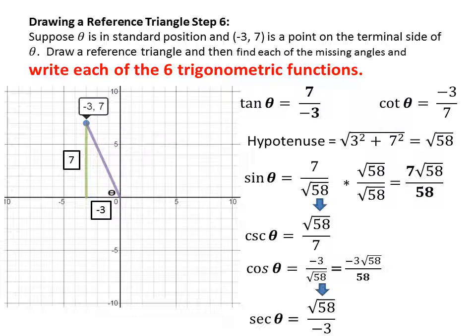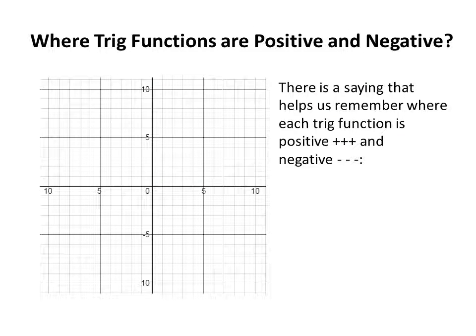All right, now how do I remember, if I have something in the third or fourth quadrant and I have to draw a reference triangle there, how do I know whether sine, cosine, or tangent is positive or negative? There's a little saying, of course, that we use to help us remember that. So we're going to look at that now.